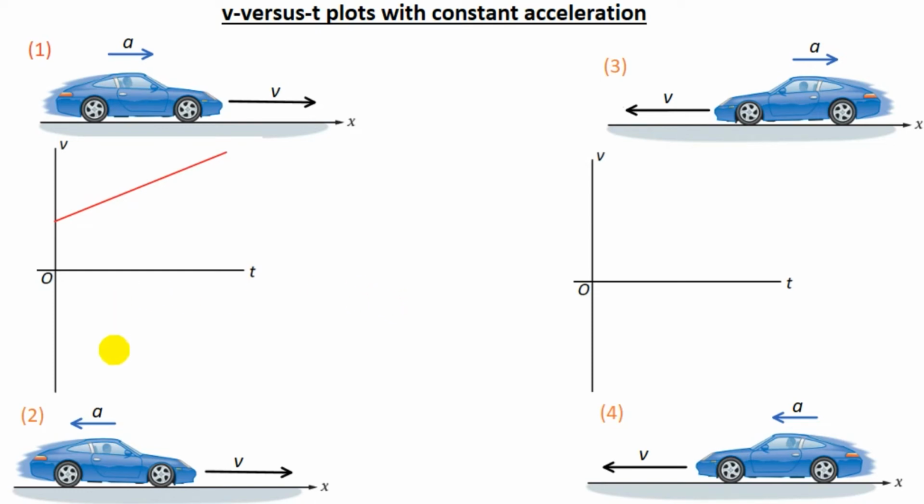Now case 2. Here we see that the velocity is positive because it's towards the right side, and acceleration is negative. So the velocity should be decreasing with time. So the graph would be something like that. And here this acceleration is constant. That means the average acceleration and the instantaneous acceleration in this case will be the same.